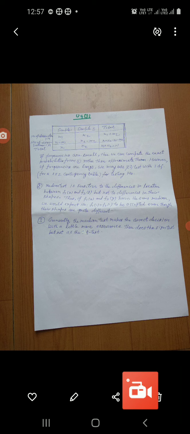And point number 3 is that, generally, the median test makes the correct decision with a little more assurance than does the sign test, but not as much as the t-test. These are the 3 very important points. So this is all about the median test.